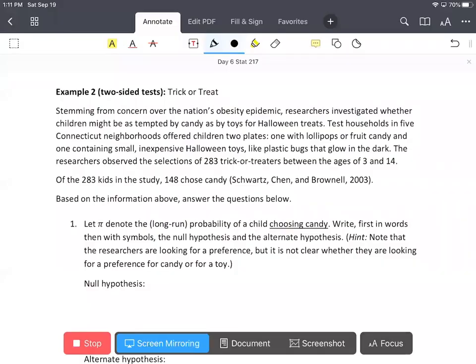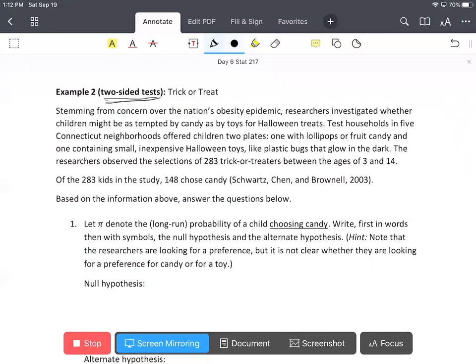Take a moment and jump down to page 39 of the notes, example 2. This is something we have not dealt with at all. These are called two-sided tests. And we're going to work through one just to make sure we understand what's going on with this. So the example is talking about trick-or-treating. There's concern over weight going up, and researchers want to investigate whether children might be as tempted by candy as by toys for Halloween treats.